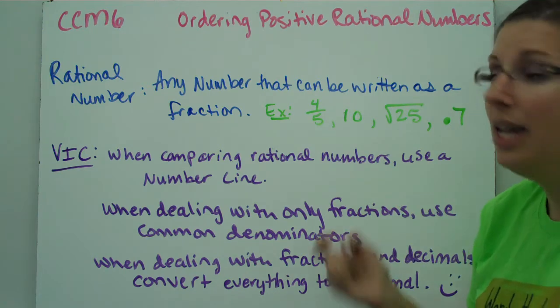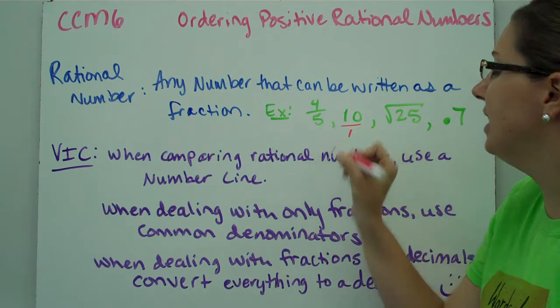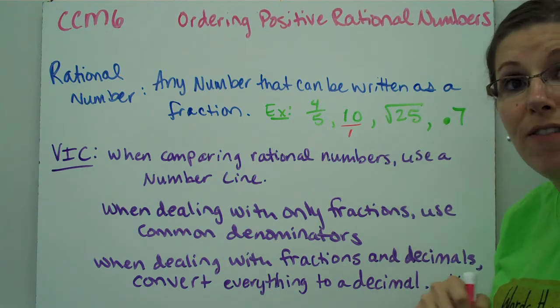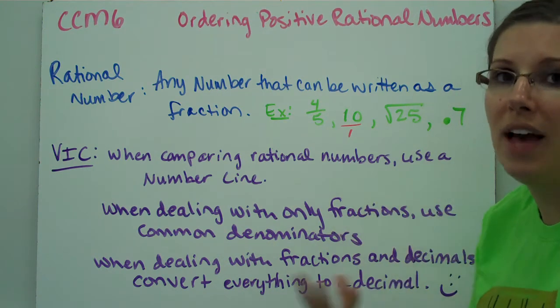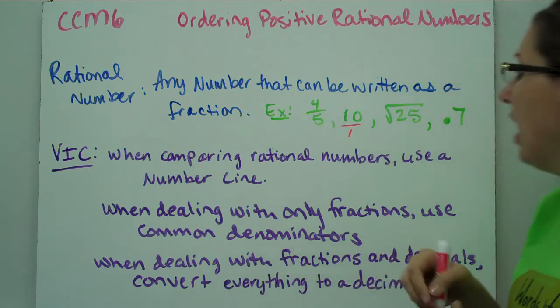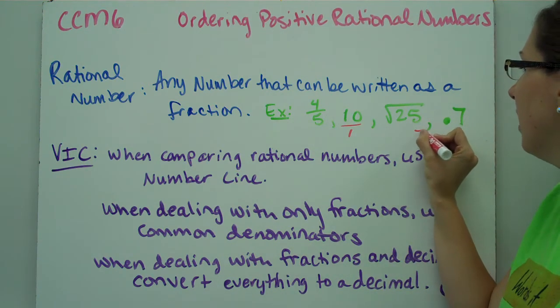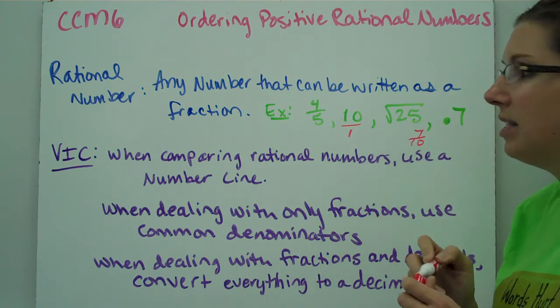The number 10, because it can be written as 10 over 1. The square root of 25 is 5, and that can also be written as a fraction. And the number 0.7 or 7/10, because that's a fraction, 7/10.